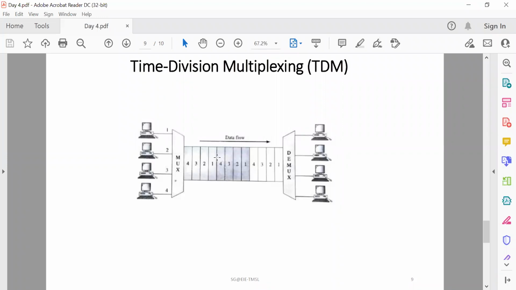So here the same link is used as in the FDM technique, but here the link is shared, or given, by time. It is represented by time rather than frequency. So here the portions of signals 1, 2, 3, 4 occupy the link sequentially.